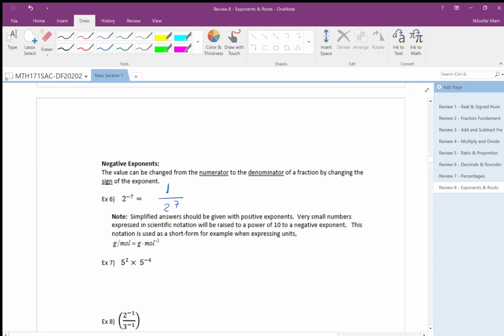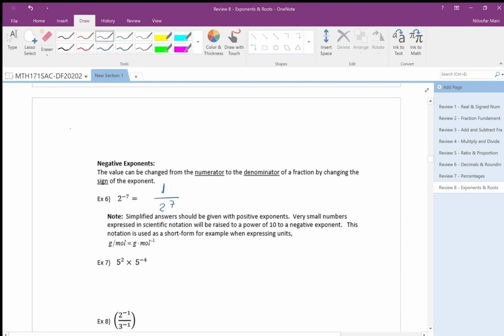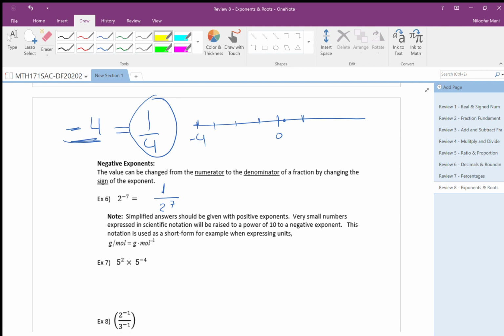What do I mean by that? Many times I see this. Minus 4 is 1 over 4. No. 1 over 4 is like $1 divided by 4, 25 cents. Minus 4 means 4 units from 0. Look at this. If this is 0, this is 1, 1 over 4 is here, minus 4 is here, minus 1, minus 2, minus 3, minus 4. They are not the same at all.